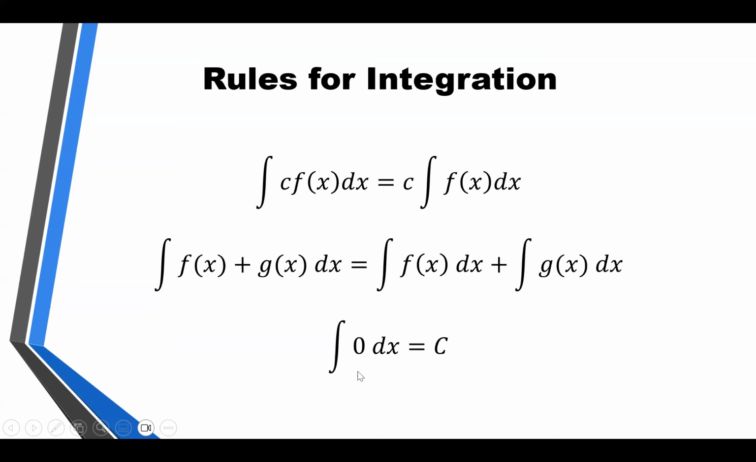The other rule on this slide says if you integrate 0, you get any constant that you want, because the derivative of any constant is 0.